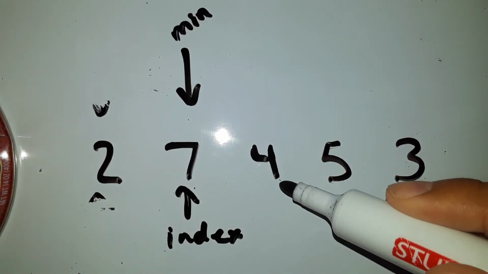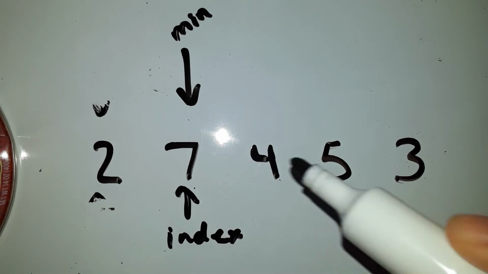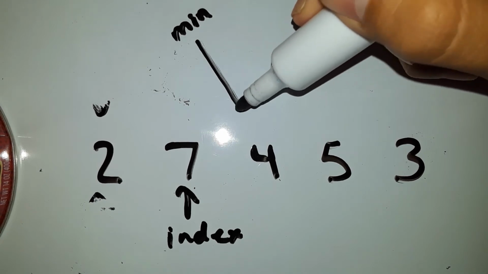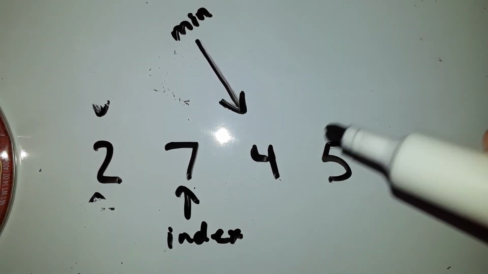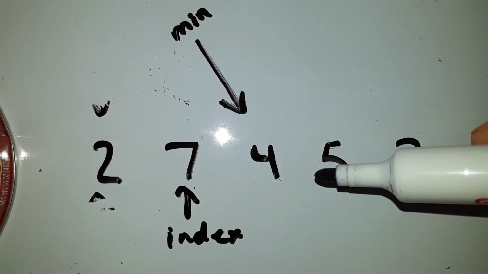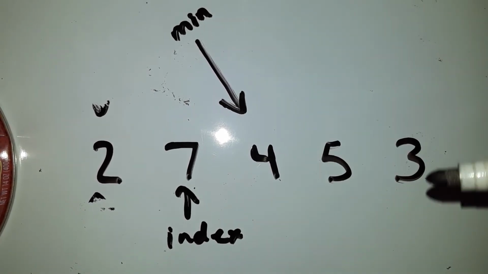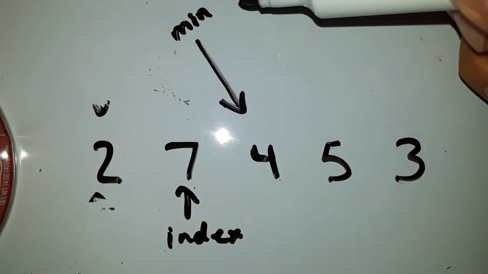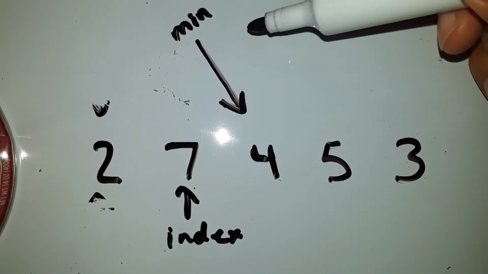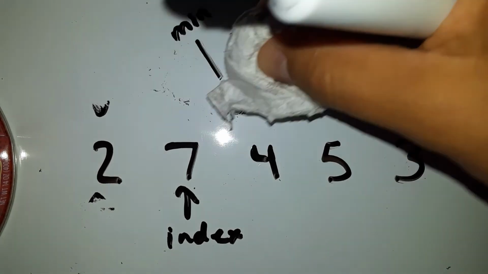Okay, so then we just do the exact same thing. Is 4 less than our current minimum? It is. So our minimum is going to be updated to the 4. And the minimum now points at 4. And then we continue on. Is 5 less than 4? It is not, right? Because 4 is our current minimum. Is 3 less than the current minimum, 4? Yes, 3 is less than 4. So our minimum gets updated.